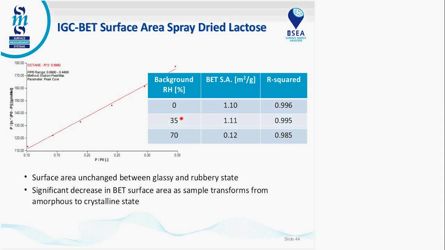We looked at the surface area at 0% RH, which is of the amorphous phase. At 35% RH, this is now above the glass transition, and you can see relatively no change. But then at 70% RH, the surface area decreases significantly. So we can see in situ an order of magnitude decrease in the surface area due to the amorphous to crystalline transformation.